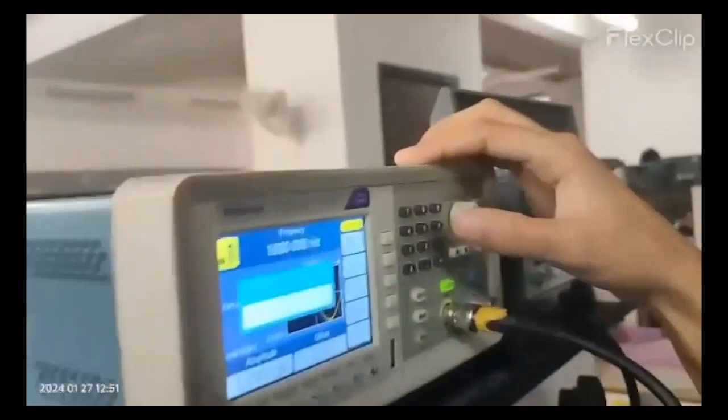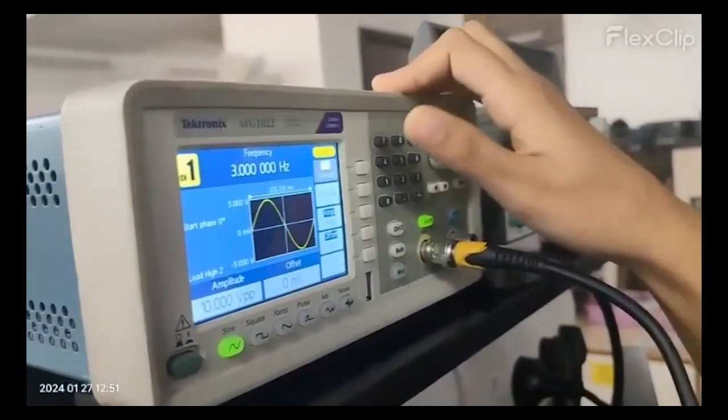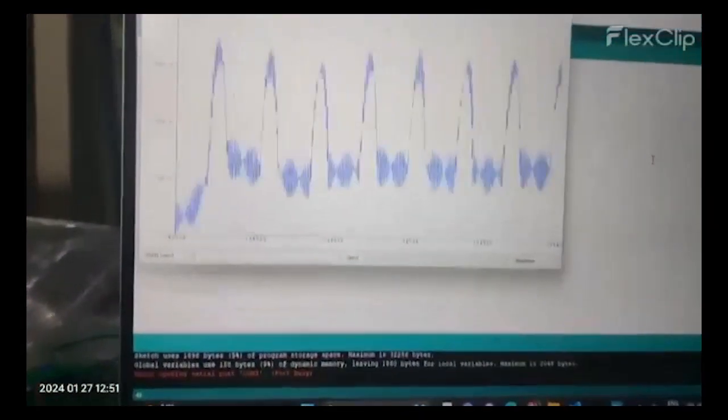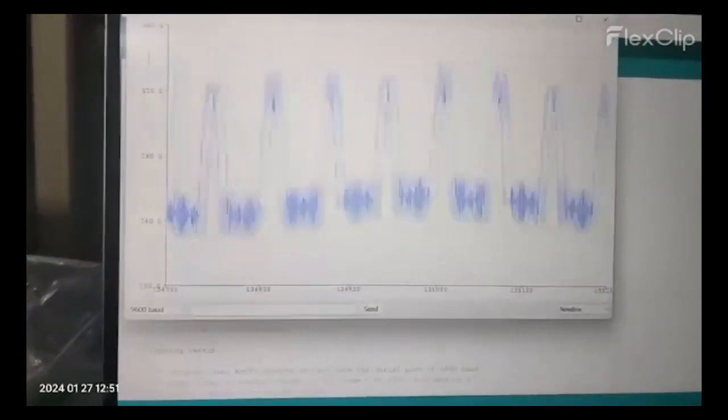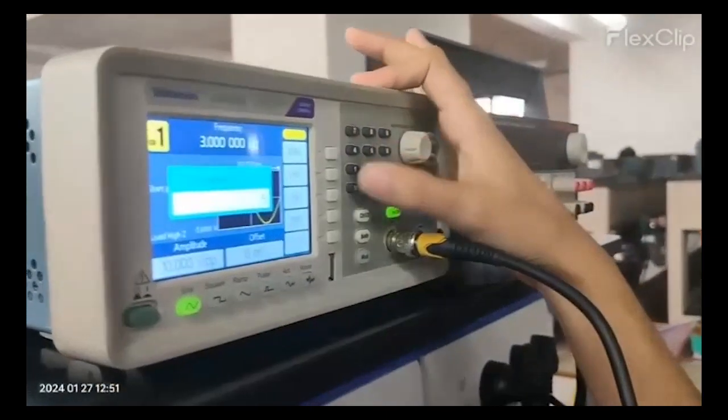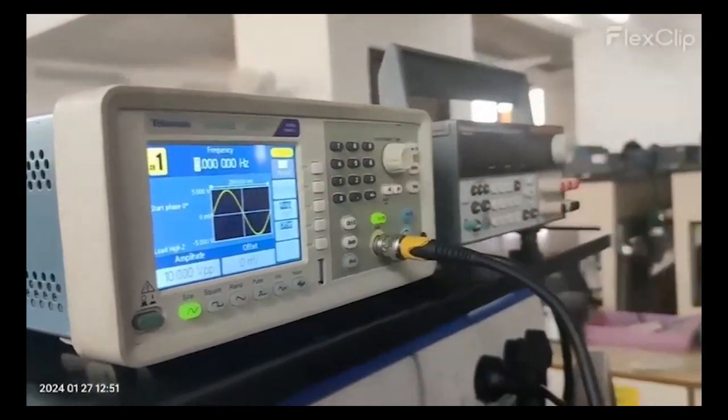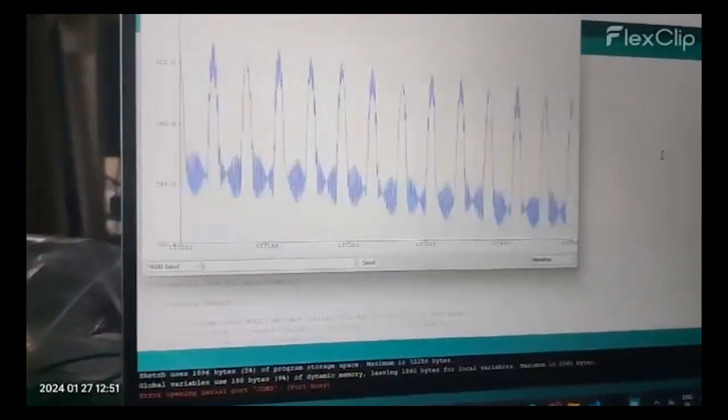I am switching the frequency to 3 Hz, and I am observing the LED light. It is blinking a little faster, and the graph looks a little compressed from both sides. I am switching the frequency to 5 Hz. The LED is blinking very fast and the graph looks a little more compressed.